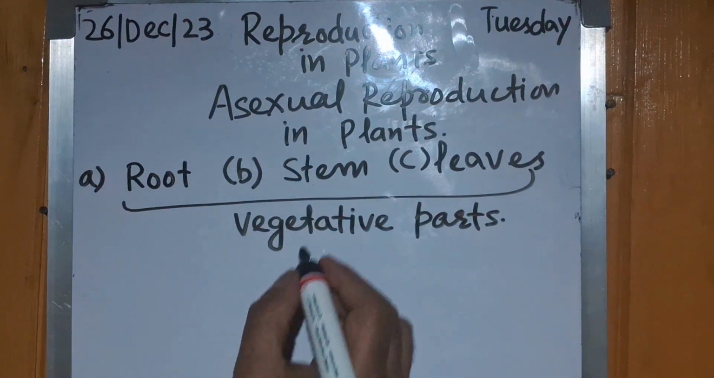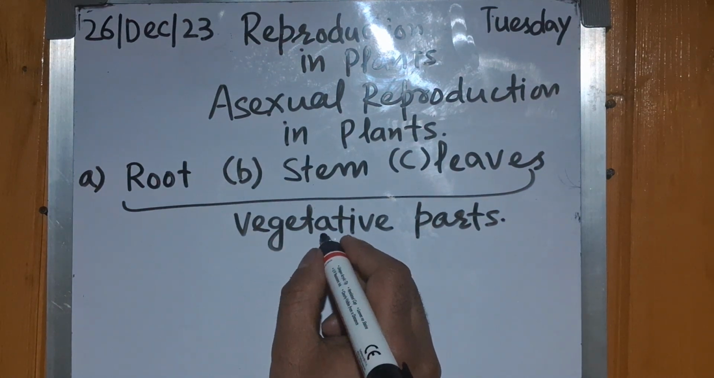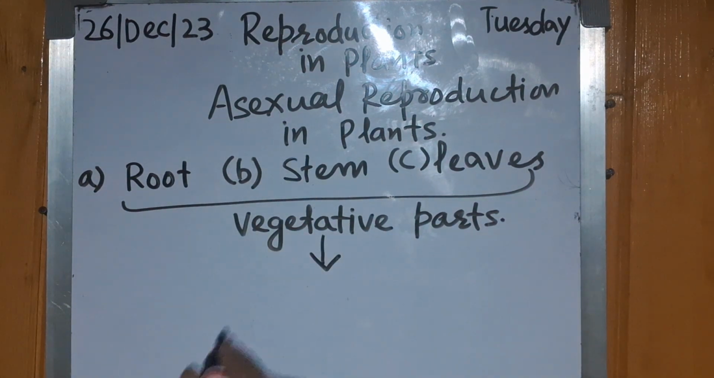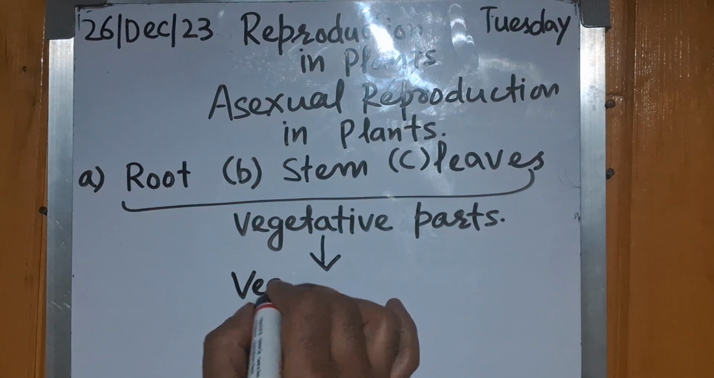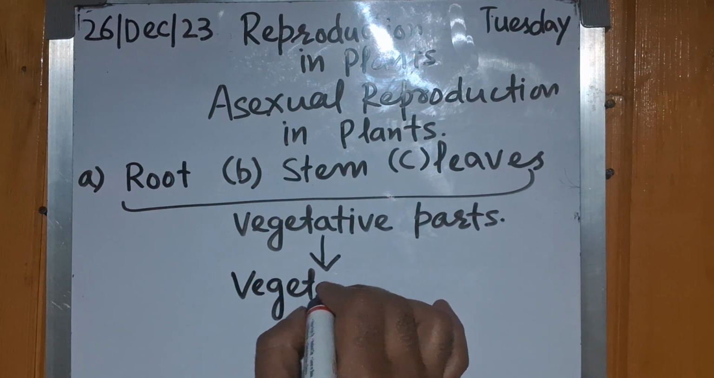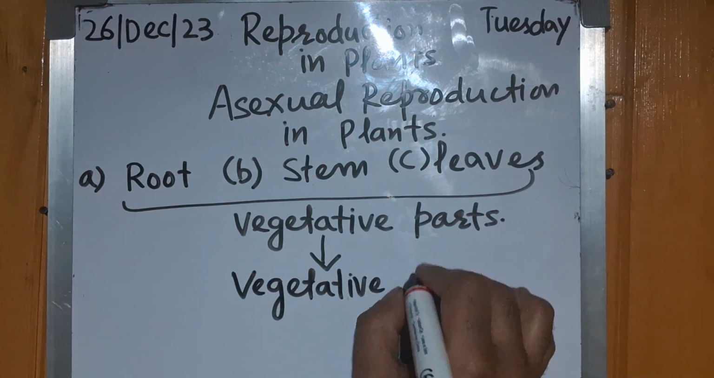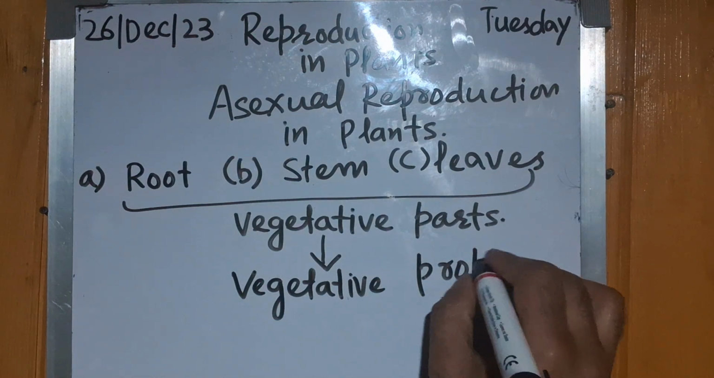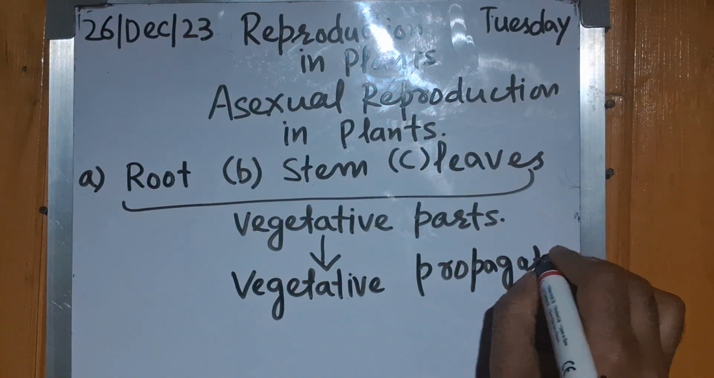And the mode of asexual reproduction in which these vegetative parts are involved is known as vegetative reproduction, or vegetative propagation.